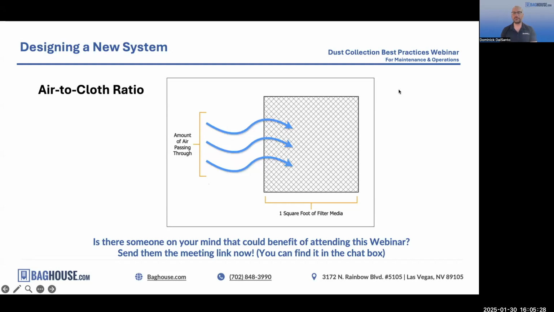So you need to have an idea of roughly the air to cloth ratio you should have. In most cases, with pulse jet baghouses, we want something like 4:1 to 6:1. You can go a little more than that, sometimes a little less. But generally speaking, the more dust you collect and the harder the dust is to collect and remove from the filters, the bigger the baghouse needs to be. Bigger meaning the number of filters and the surface area of the filter. So that's what our slide here says.